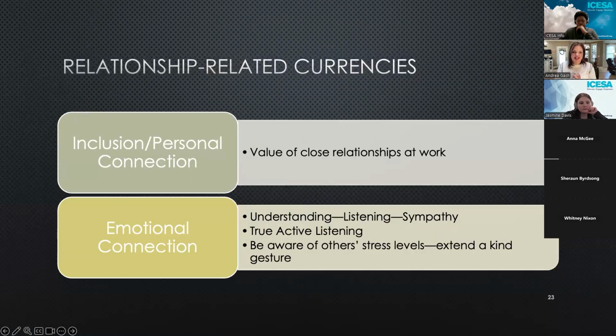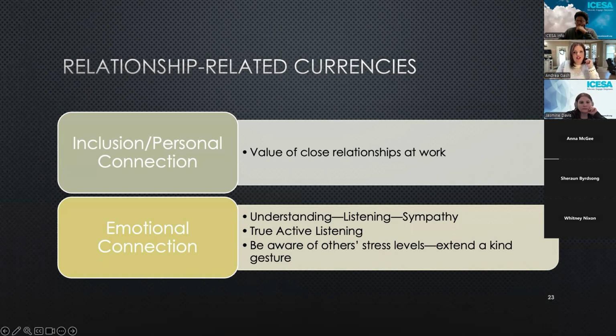Relationship-related currencies. This is my favorite and one that I resonate with the most. Now, this has much more to do with strengthening relationships rather than accomplishing project tasks. It's about inclusion and that personal connection. Some value close relationships at work, but as we've said, others can view that as a distraction. And you're going to learn that by actively listening. But you can always share a sense of humor to make difficult projects fun, and that will enhance relationships.